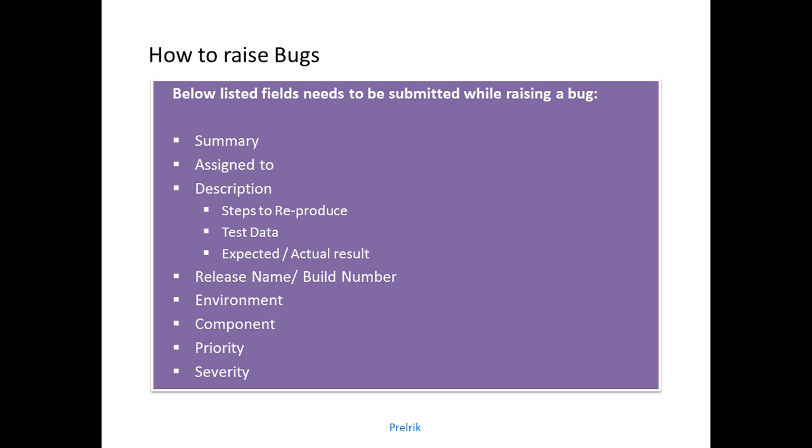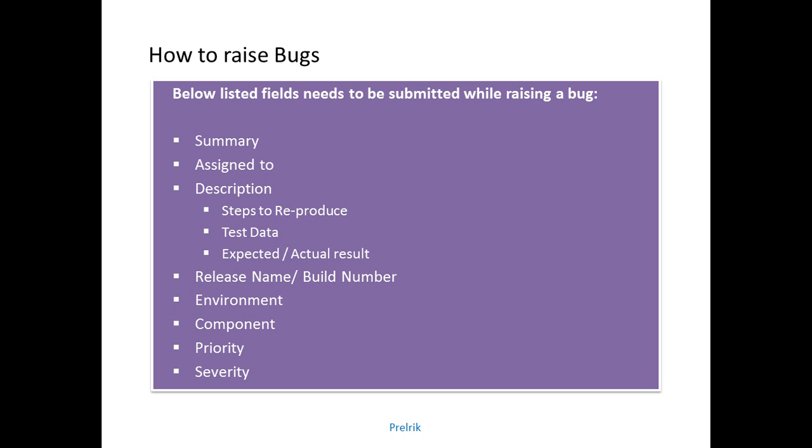Expected versus actual result. Here you will state the actual result that you are getting from the product, and what you are expecting as per the document. Release name or build number. Environment: you can mention the test environment name in case there are multiple test environments, like staging environment, live environment, or the QA environment. Component: if there are multiple teams involved, then you should give the component as well.